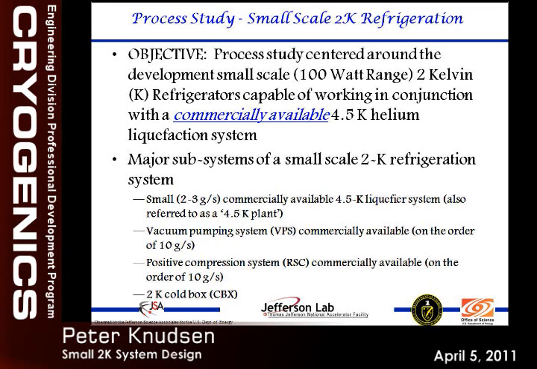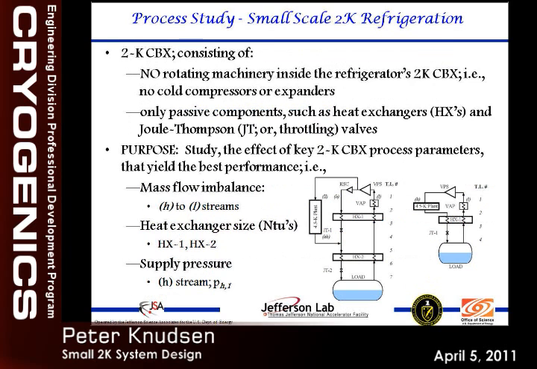It involves a vacuum pumping system. It involves a positive compression system on the order of 10 grams a second, and of course the 2K cold box. For this process study, there's no rotating machinery inside the 2K cold box. It only consists of passive components such as heat exchangers and Joule-Thomson throttling type valves.